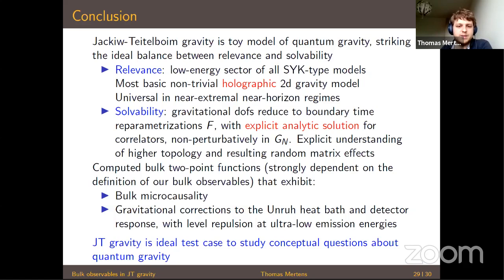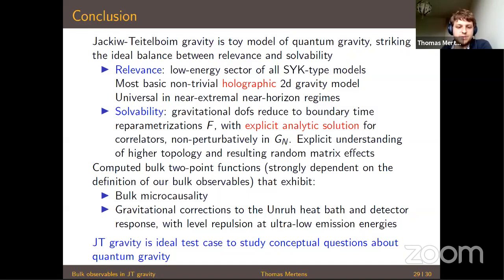And by solvability, I mean that the gravitational degrees of freedom in the bulk fully reduce to this boundary time reparametrization, big F that we had, the Schwarzschild degree of freedom. We have an explicit and analytic solution for correlation functions, non-perturbatively in Newton's constant. And also, as part of the recent developments, we have an explicit understanding of how higher topology works and the resulting random matrix effects.